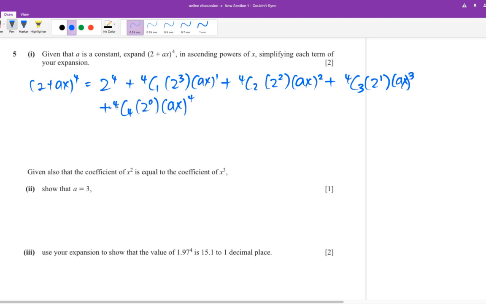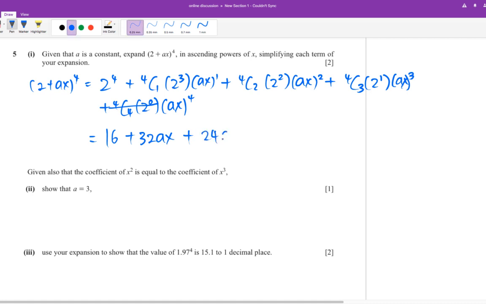Or you can just ignore all this because the whole thing will become 1. 4C4 is 1, and 2 to the power of 0 is 1 also, so you will be left with this one. 2 to the power of 4 is 16. This one should be 4 multiplied by 8 is 32, so plus 32ax. 4C2 should be 6. 4C2 is 6. 6 times 4, so you will get 24.